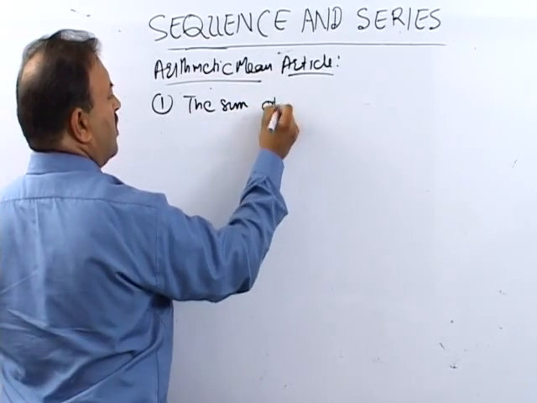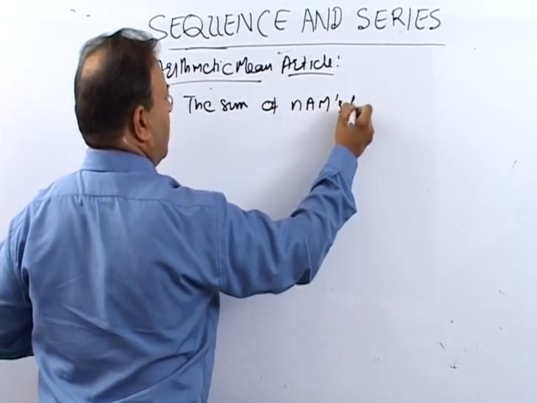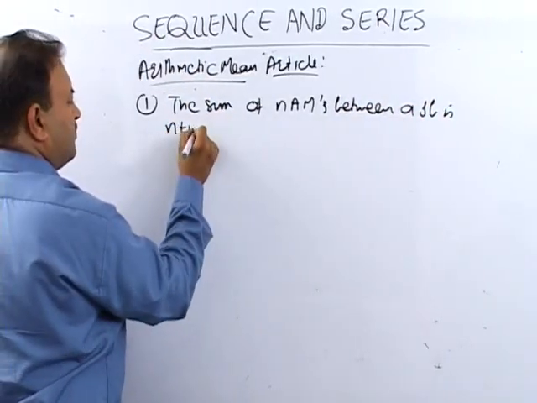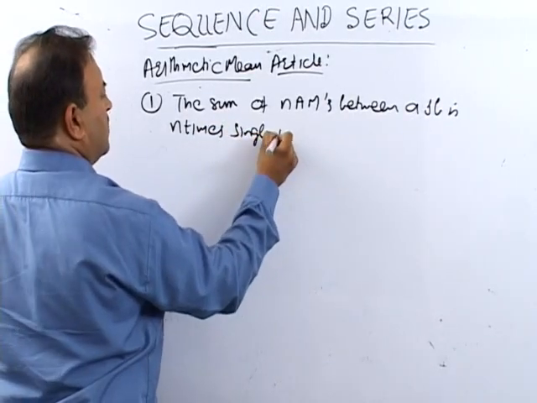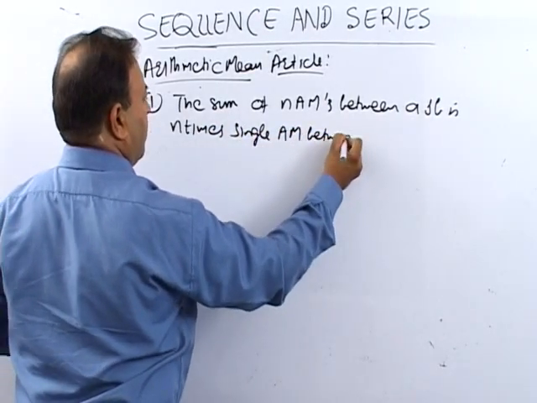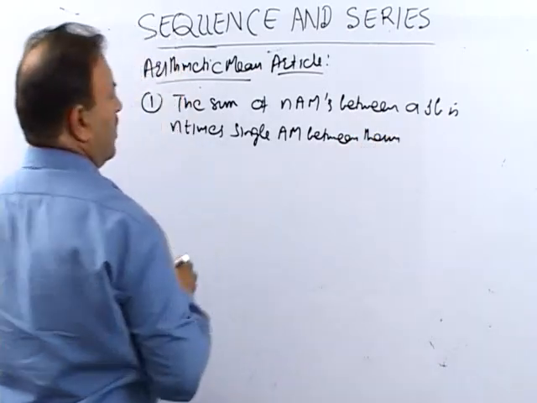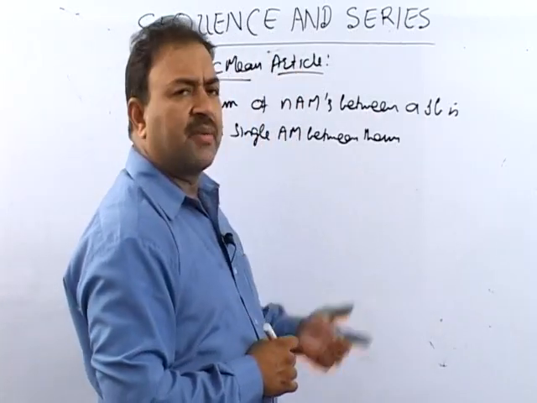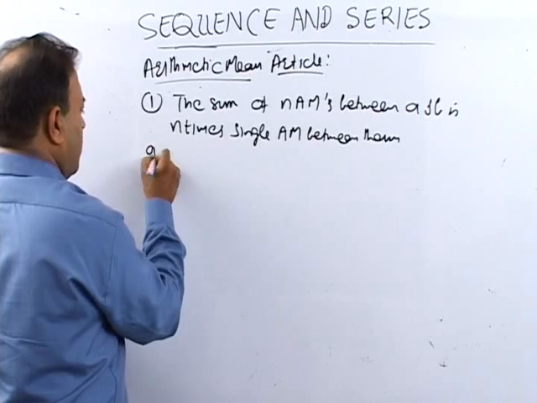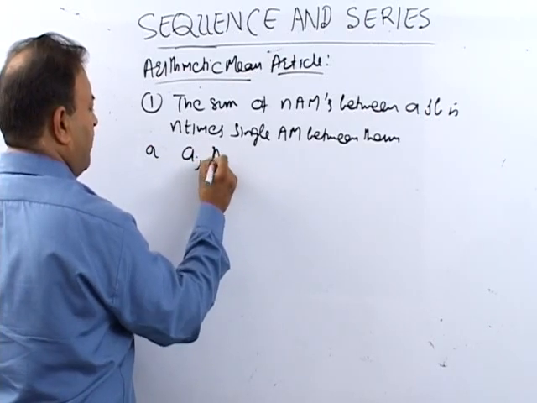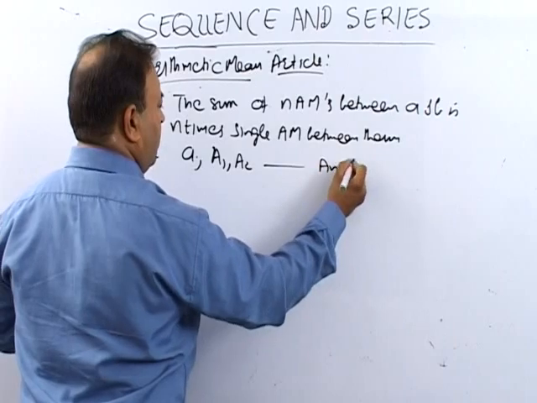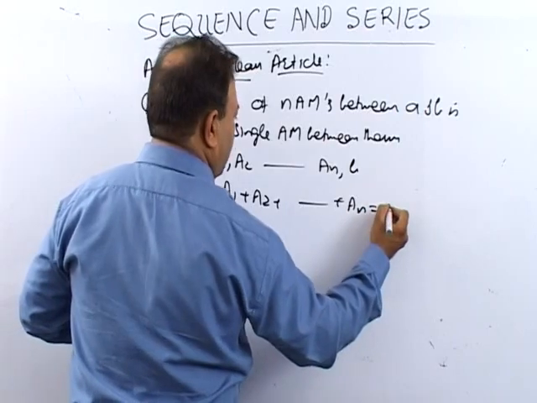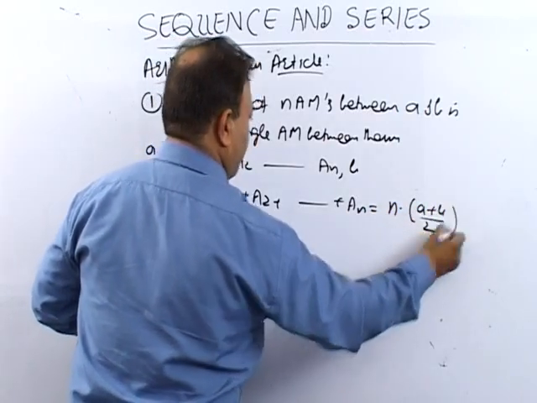The first point is: the sum of n arithmetic means between a and b is n times the single arithmetic mean between them. As the numbers were a, a1, a2, ..., an and b, a1 plus a2 plus ... plus an is equal to n times (a plus b) upon 2.